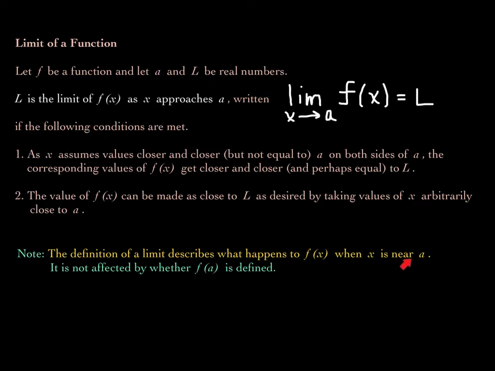So you're looking at what is happening to your function values as your x values get closer and closer and closer to a. Now, and this is what I was saying earlier, this is not affected by whether f of a is defined. In the previous example, once again, the function was not defined at x equal to 2, but we were still able to consider what the limit was as x values approached 2. So this is very important. This is going to be the foundation upon which we build everything for our limits moving forward.